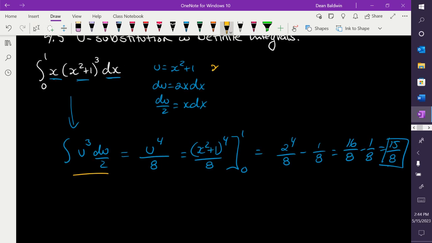We know that when x is equal to 0, what does u equal? 1. Because if I put 0 into here, I get 0 squared plus 1 is 1. So when x is 0, u is 1. And when x is 1, u is equal to 2. Those are my bounds in terms of u. So now this integral, if I want to, I can write from 1 to 2. Which means when I find the antiderivative, I can now evaluate this between 1 and 2.